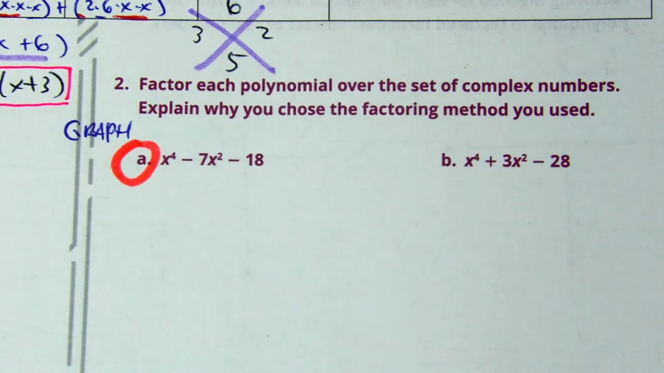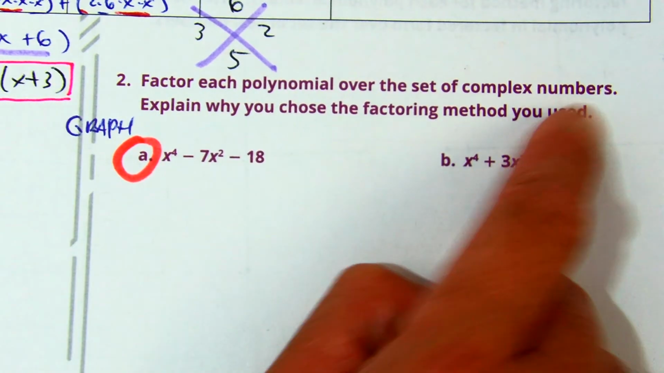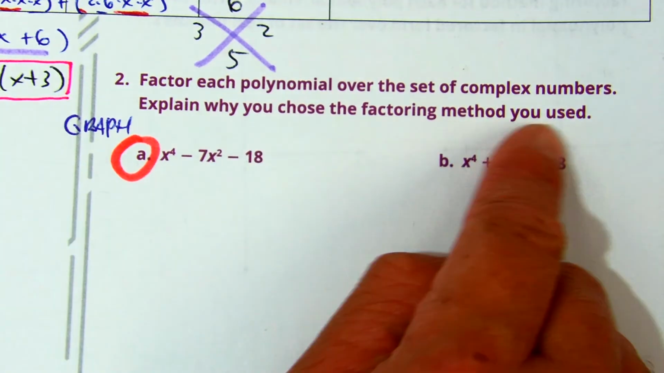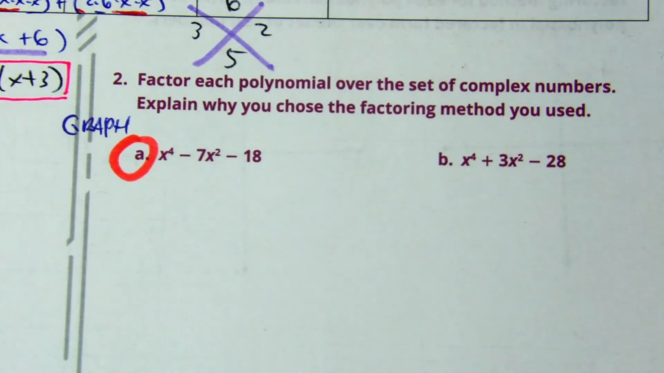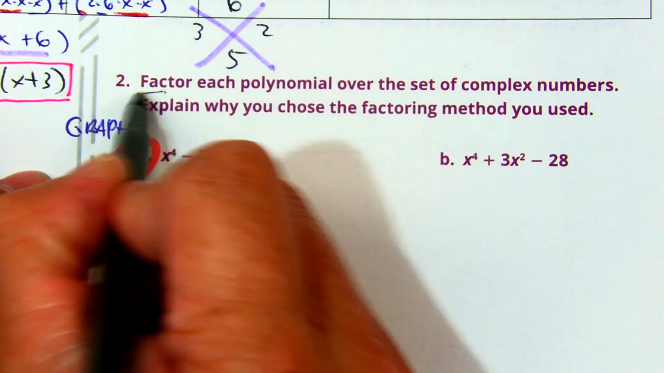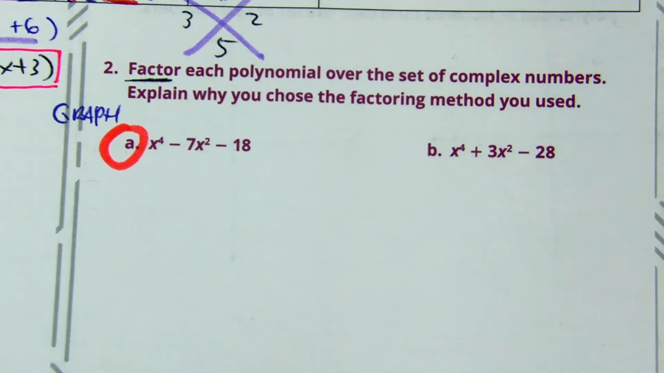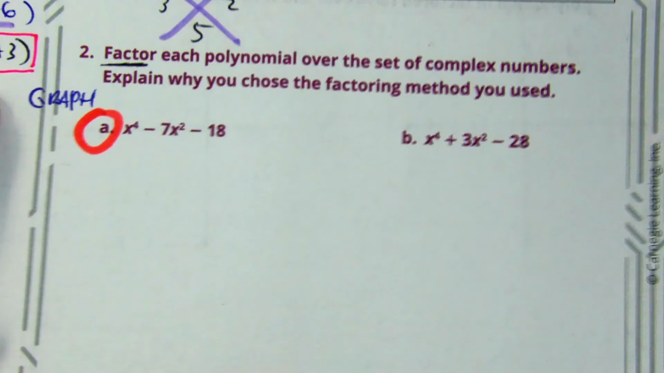2a, it tells you to factor each polynomial over the set of complex numbers and explain why you chose the factoring method you used. So one key word that I'm just recognizing right now is just factor. We'll worry about the over the set of complex numbers if we need it later. I have a trinomial.